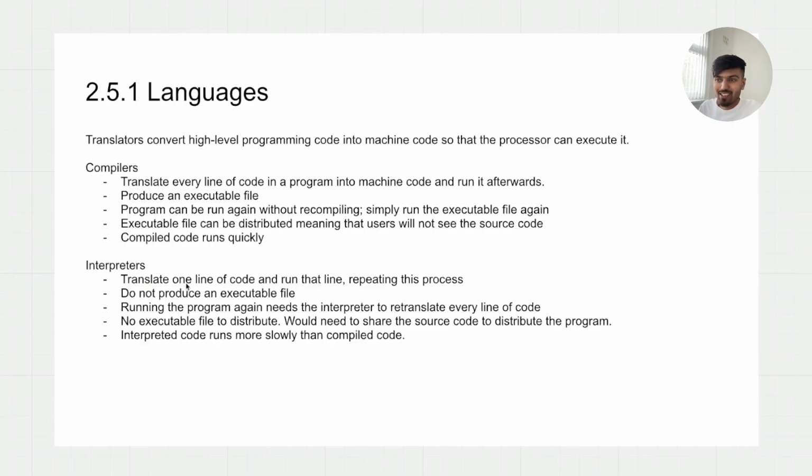Interpreters translate one line of code and run that line. So the first line it runs, then the second line it runs, then the third line it runs. Compilers basically do the whole thing at once. Interpreters do not produce an executable file, and running the program again needs it to be interpreted to retranslate every line of code. These are non-executable. You would need to share the source code to distribute the program.